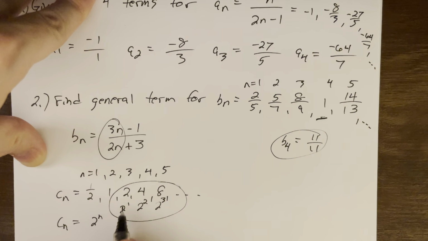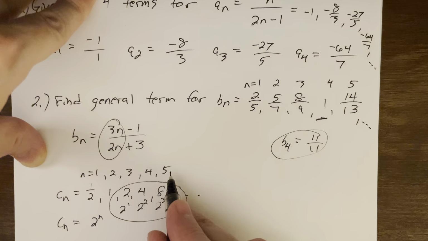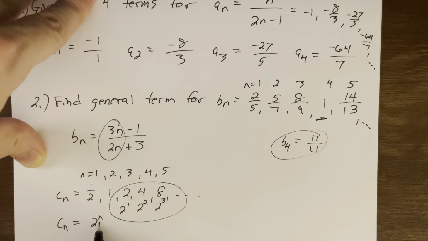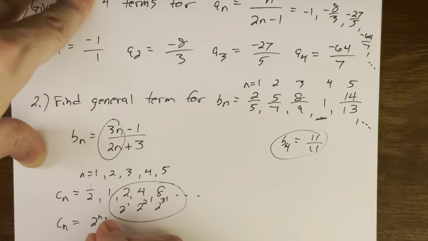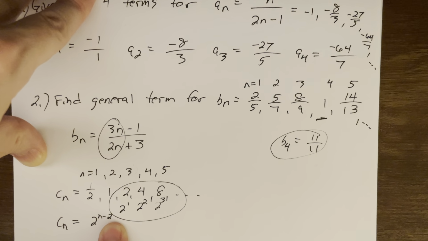When n equals 3, I need 2 to the first power. When n equals 4, I need 2 squared. When n equals 5, I need 2 cubed. Every time, my exponent is 2 less than what the n value was, 2 to the n minus 2 power.